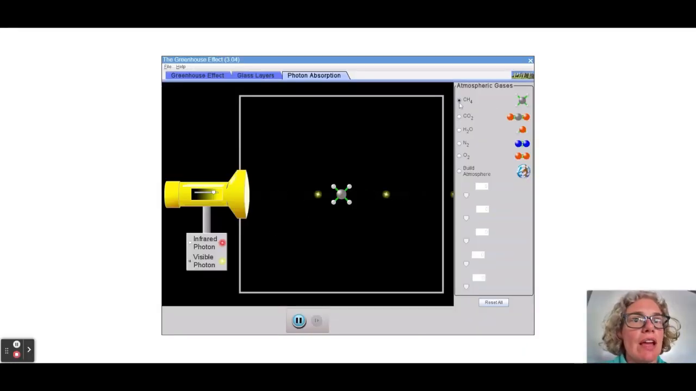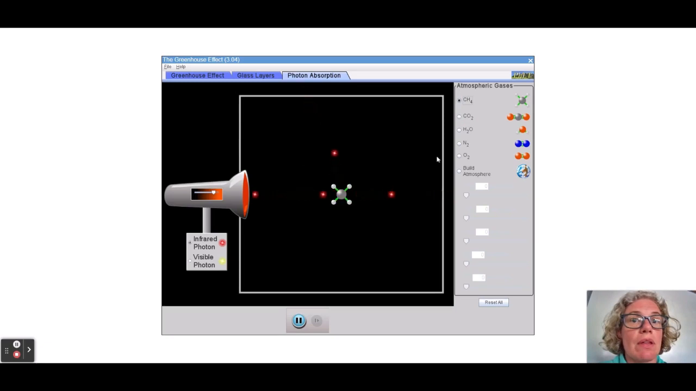So see, when I have methane, it's not affected by visible light photons. It can go straight through. Carbon dioxide can go straight through. Water vapor can go straight through. All of these different gases are not impacted by the visible photons. But if we change them to infrared, look what's happening to the carbon dioxide. Do you see that? It's interacting with the infrared photon and changing the direction of it. Okay, and that's essentially how the greenhouse effect works.